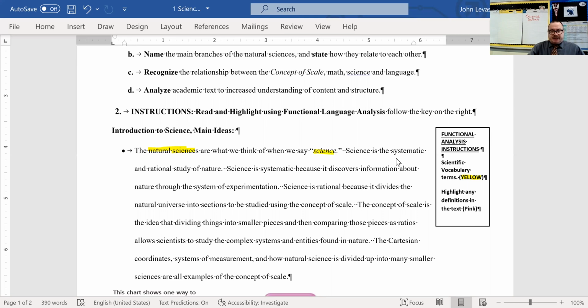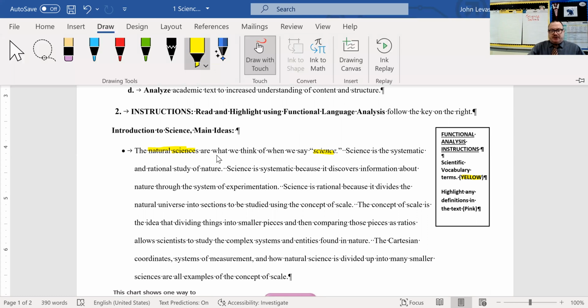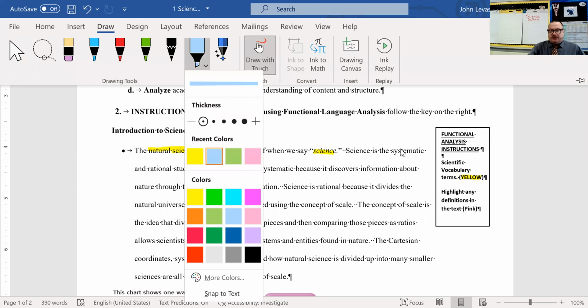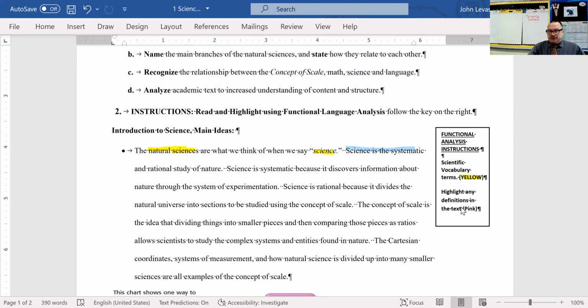Science is the systematic and rational study of nature. Now, I could highlight systematic and rational, but I'm going to say that that's a definition. So what I'm going to do is I'm just going to make that blue right away, because we know that we're supposed to highlight definitions in blue.